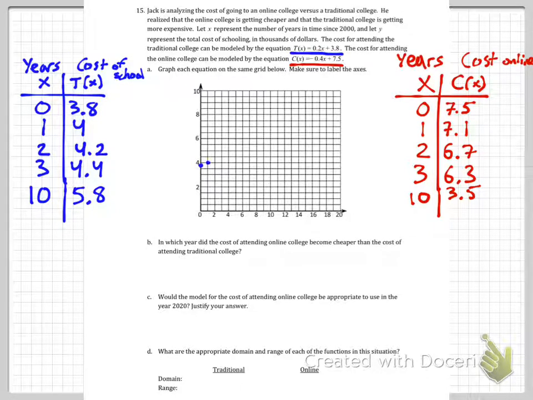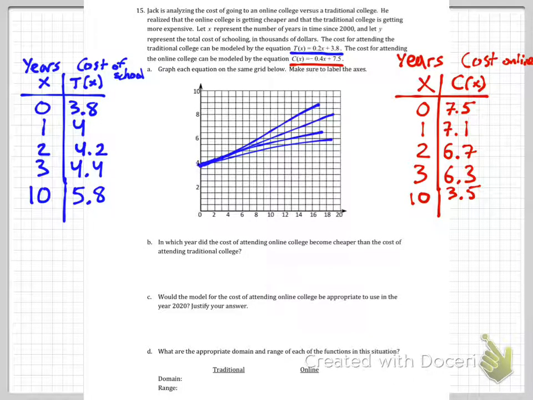(0, 3.8), (1, 4), (2, 4.2), and (3, 4.4). Notice how these are all really close together, and I could try to draw a straight line, but I might get anywhere from that to that and anywhere in between.